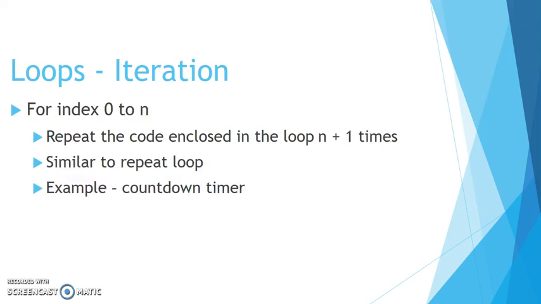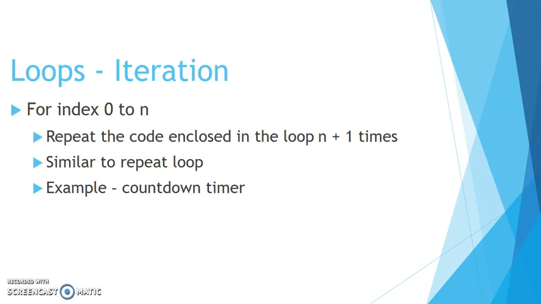The next one we're going to look at is the for loop, and that's for index 0 to n. It repeats the code enclosed in the loop n plus 1 times, because remember you're starting at index 0. So if you did for index 0 to 5, it would do it 6 times. It would do it when the index is 0, 1, 2, 3, 4, and 5. So that's 6 times. It's very similar to the repeat loop.